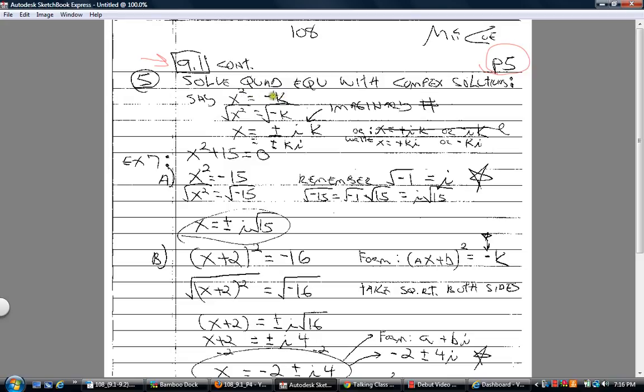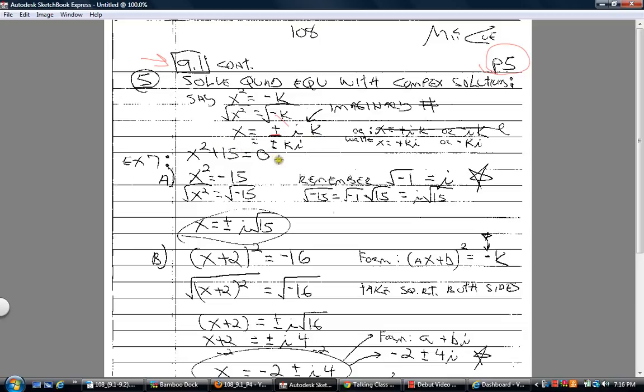Okay, x squared equals a negative k. You have to take the square root on both sides to isolate the x. Thus, you've introduced the square root of a negative number, and plus or minus are the solutions. Make sure you see that plus or minus. i is to deal with the negative 1, and k is whatever number it is.